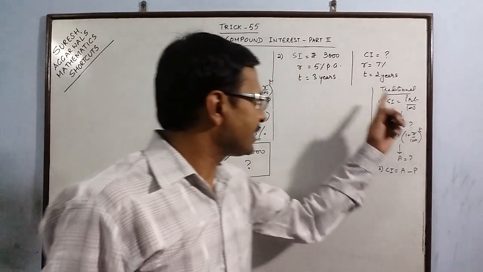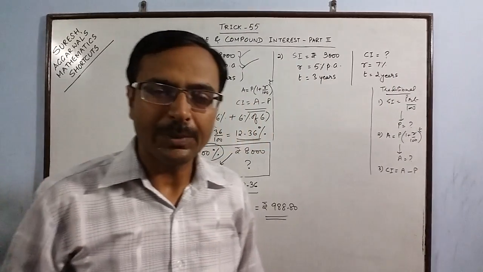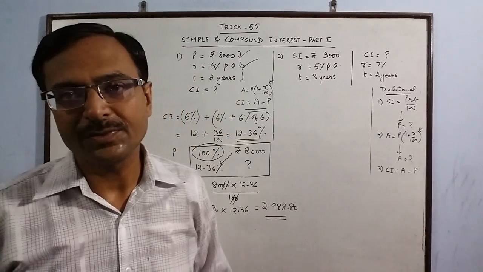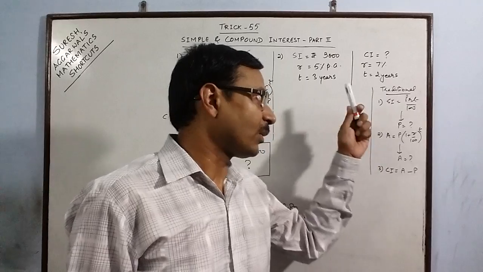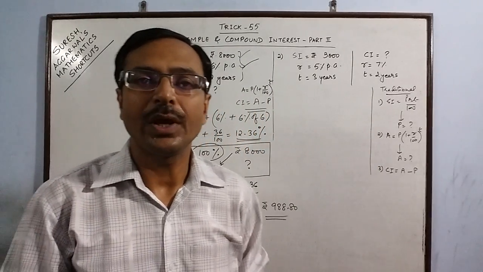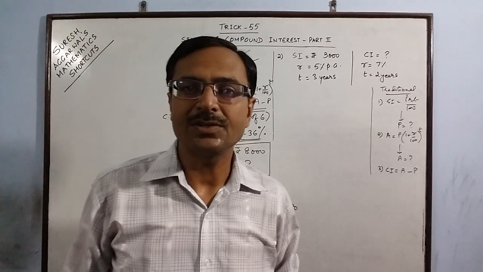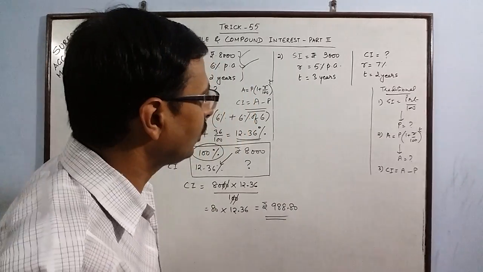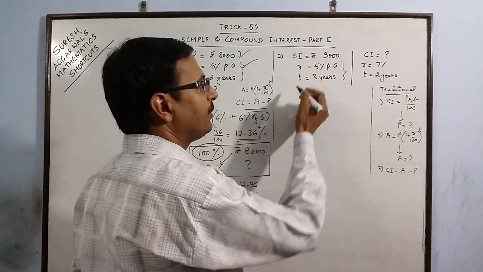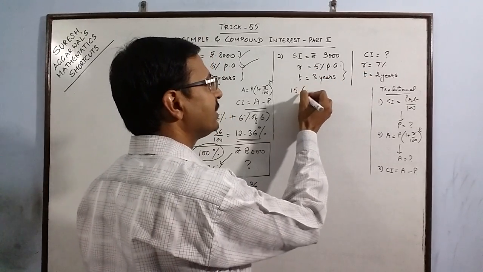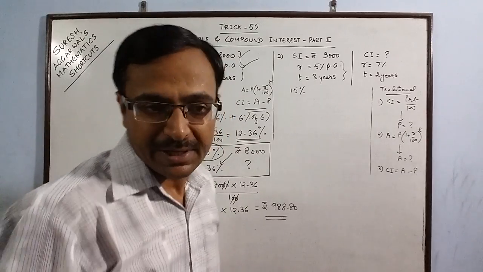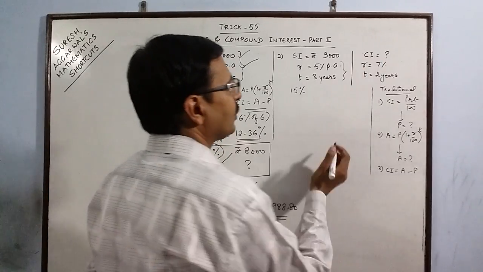Now these are the steps in the traditional method. All these steps will not be followed in competitions. If you do this in competitions, you will consume 3 or 4 minutes to solve this problem. But with the use of shortcuts, you can do this in 15 or 20 seconds. Now let us see how. See, I told you in simple interest we just multiply the rate and time to get the total interest. 5 threes are 15%. In simple interest there is no problem, whereas in case of compound interest we have to calculate.